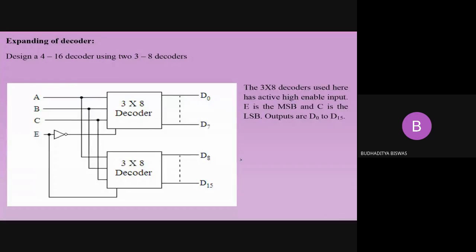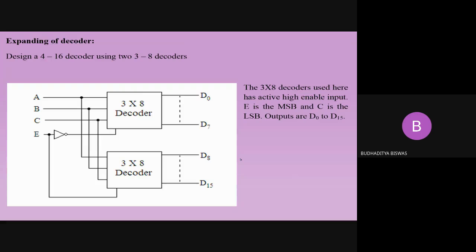Now the last topic for today, expanding of the decoder, and that is very important for the marks. How to expand the decoder order. Now the question is that you need to design a 4 to 16 decoder. What is the meaning of this 4 to 16 decoder? 4 input and 16 output should be there, as the order is 4 cross 16.